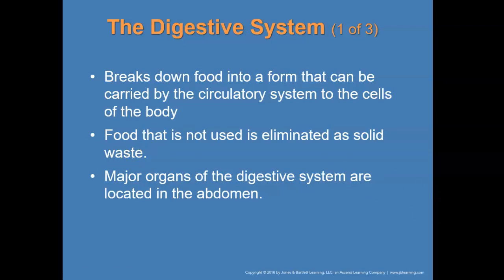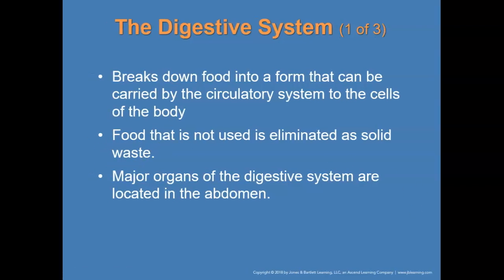Okay, class, we are continuing on with the digestive system. The digestive system breaks food down into a form that can be carried by the circulatory system to the cells of the body. Food that is not used is eliminated as solid waste. The major organs of the digestive system are located in the abdomen.